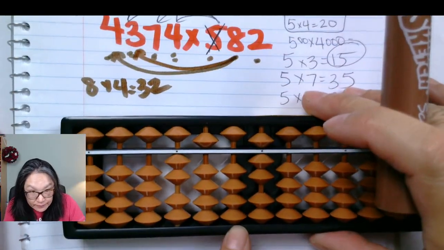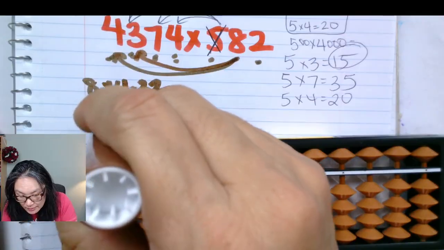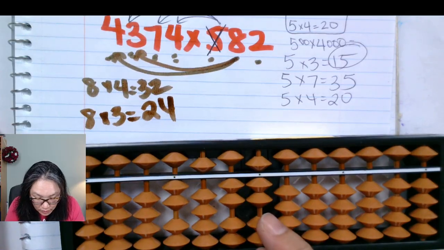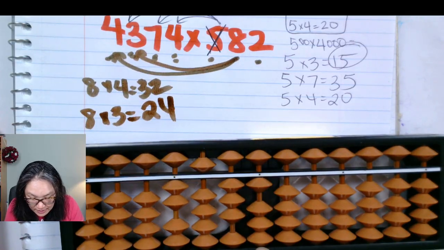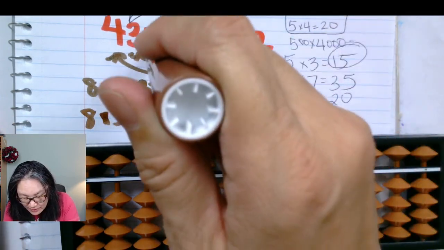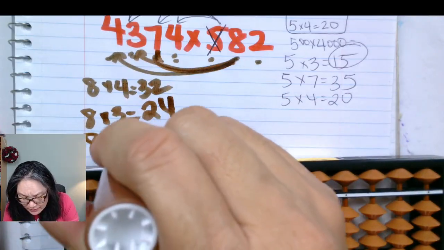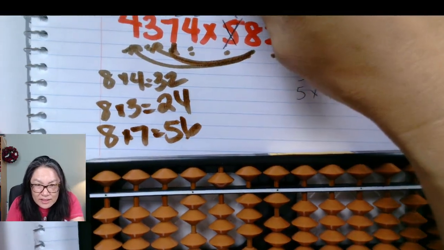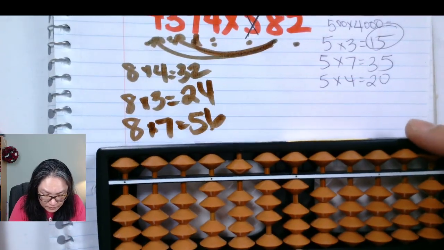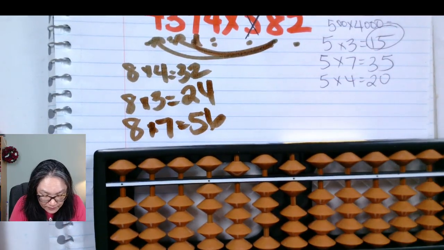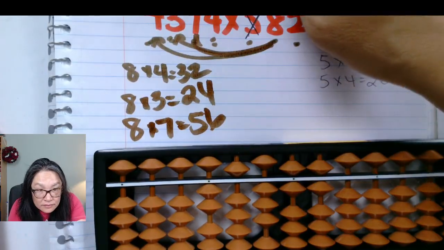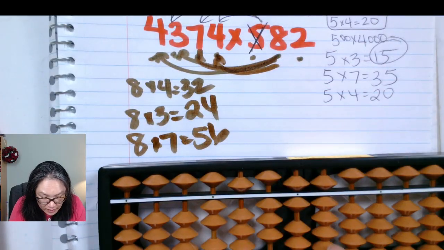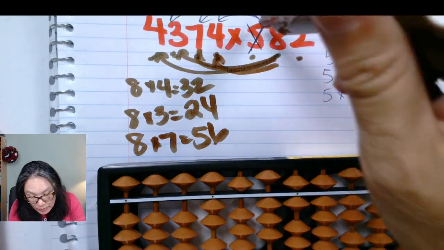8 times 3 is 24. Add 20, add 4. Can't add 4. Plus the 10 minus the 6. 8 times 7 is what? 8 times 7 is 56. Add 50, add 6. 8 times 4 is 32 again. Add 3, add 2. So I'm done with my 8.